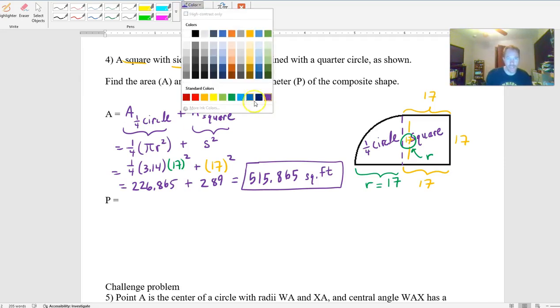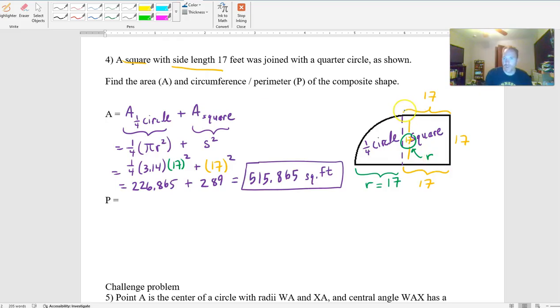Perimeter is going to be a little more difficult. So for perimeter going along the outside, I've got the 17 here along the outside. I've got the 17 here along the outside. We've got the 17 here, and the 17 here along the outside. Whoops, I put a check mark on that one. I'll change that. But we've got another 17 here along the outside. And then right here, this is 1/4 of the full circumference of the circle.